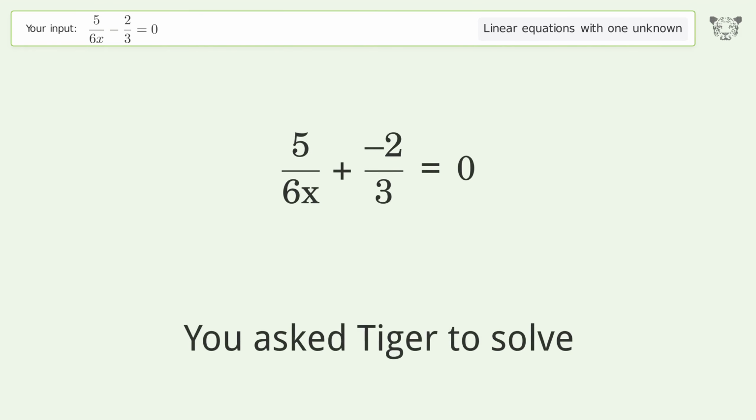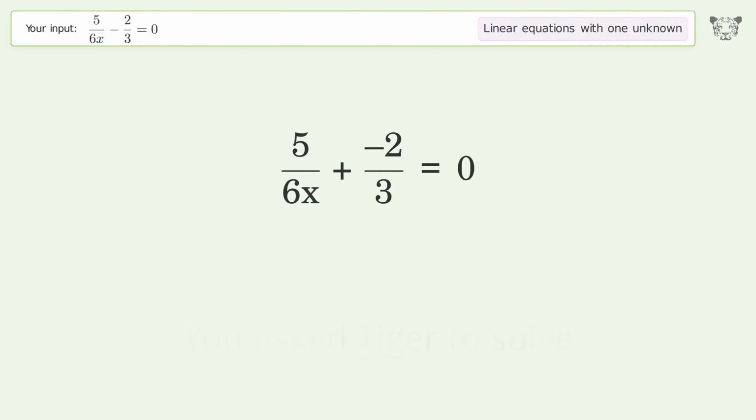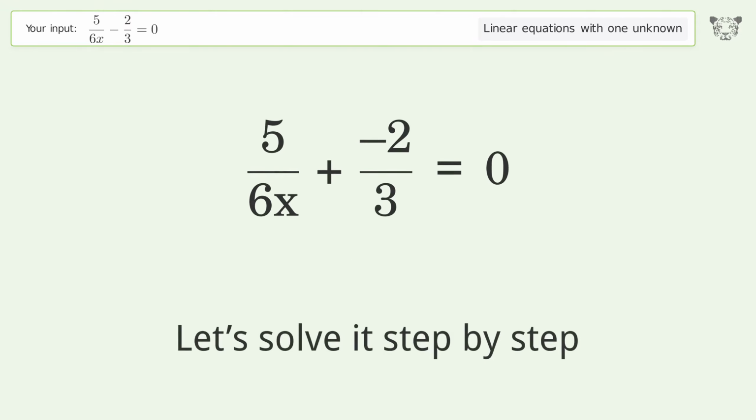You ask Tiger to solve. This deals with linear equations with one unknown. The final result is x equals 5/4. Let's solve it step by step.